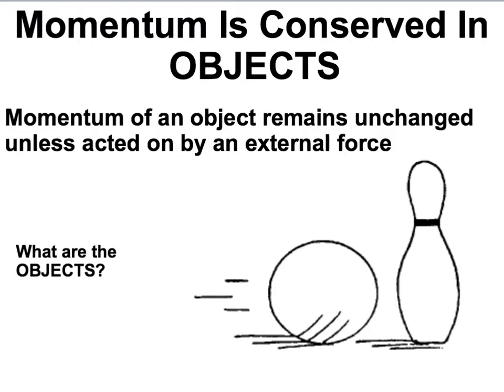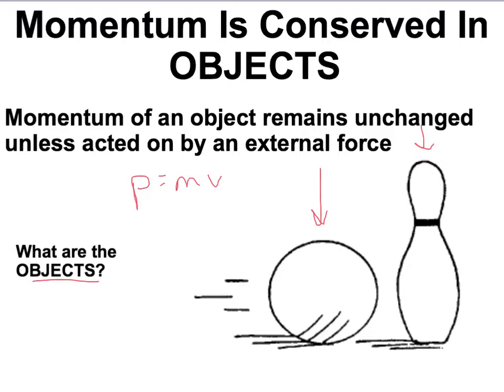Let's look at this picture right here. What objects do you see? Well, there are two, the bowling ball and the bowling pin. Now you can imagine if they're just sitting there, and you think about our old formula, momentum equals mass times velocity. If both of those objects are at rest, their momentum is going to be zero. How do you change the momentum of a bowling ball? You put an external force on it. For example, your arm applying a force to the bowling ball.